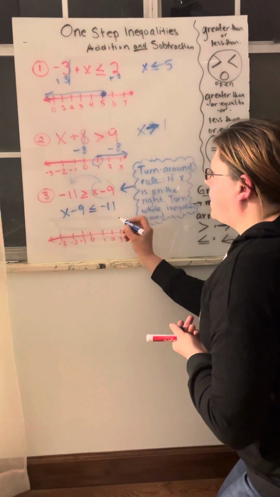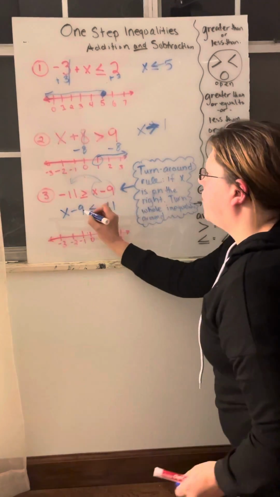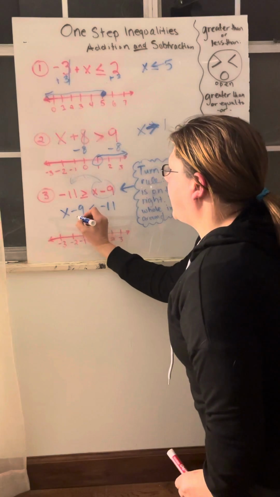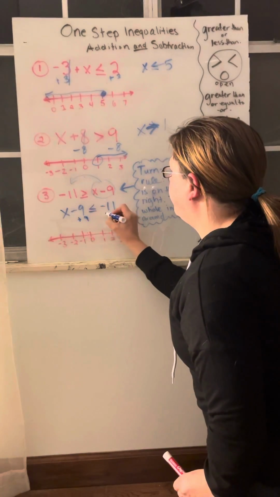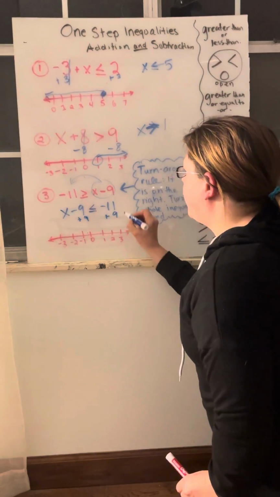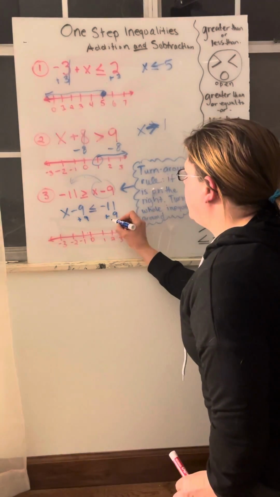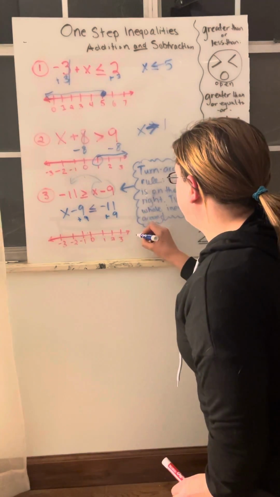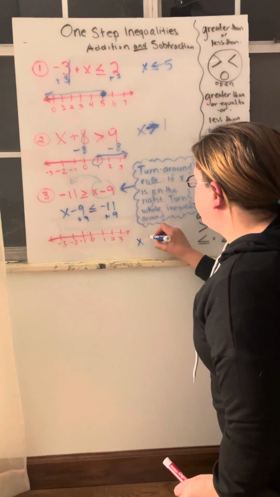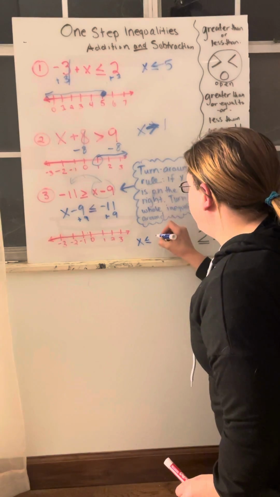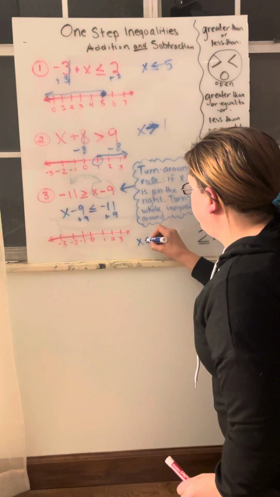So now that we have this, we can go ahead and solve it. So I've got x minus 9. We need to add 9 to both sides. And -11 plus 9 is going to be -2. So x, I'll write down here, x is less than or equal to -2, okay?